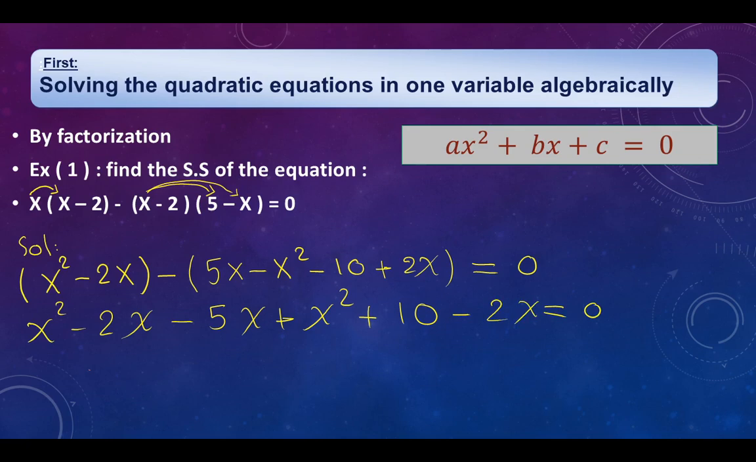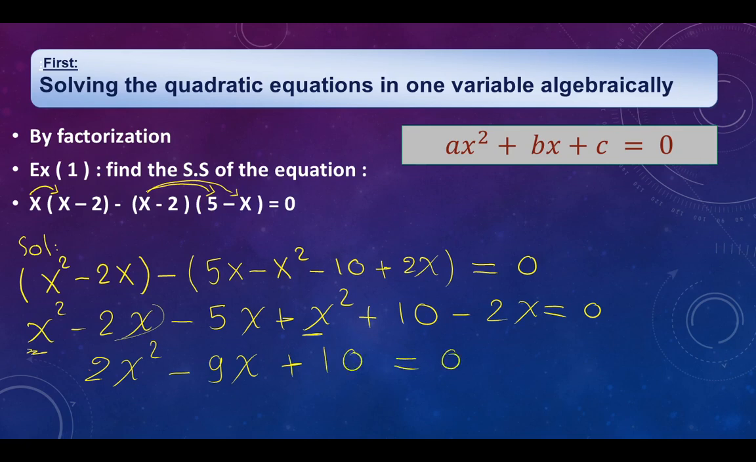Simplifying furthermore, here we have x power of 2 and we have x power of 2. X power of 2 plus x power of 2 equals 2x power of 2. Negative 2x minus 5x, negative 7x, minus 2x, this equals negative 9x. And the absolute term will be positive 10, equals 0.